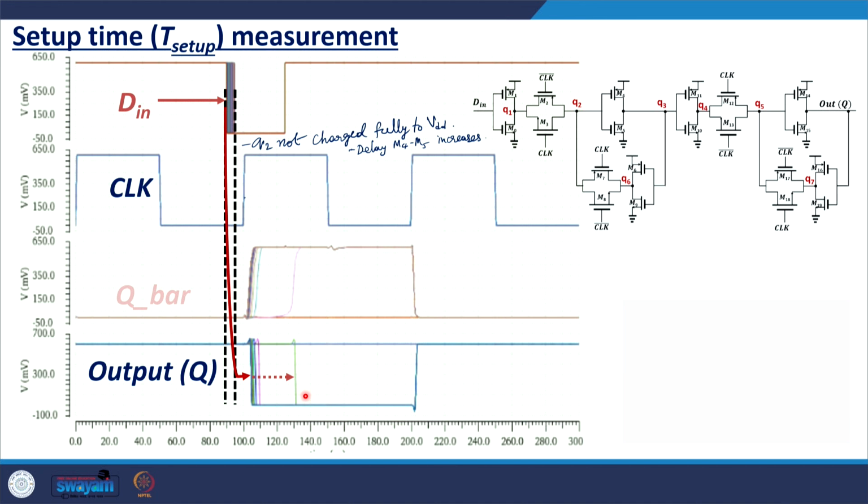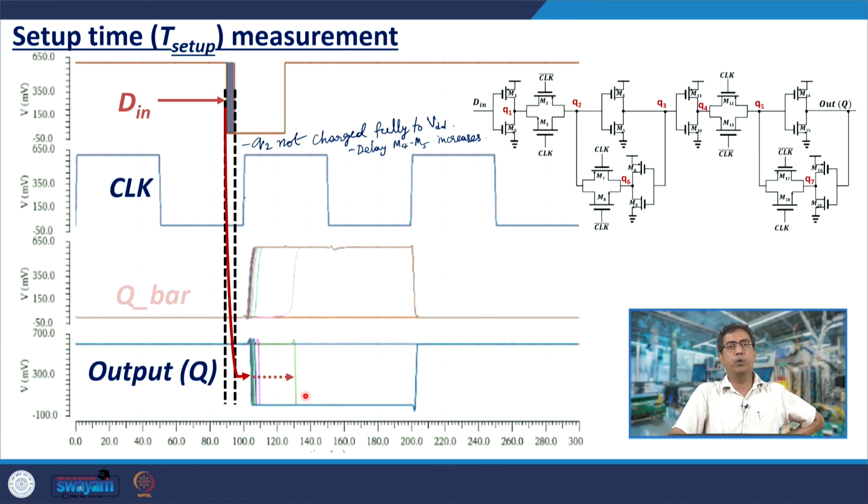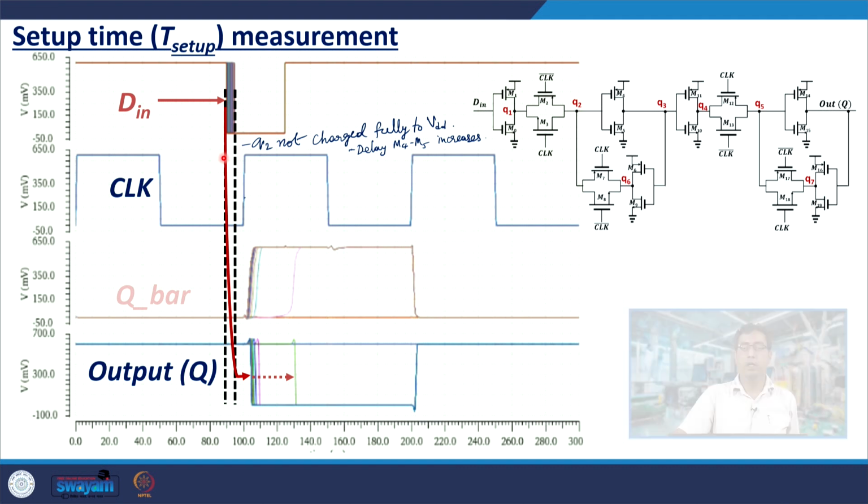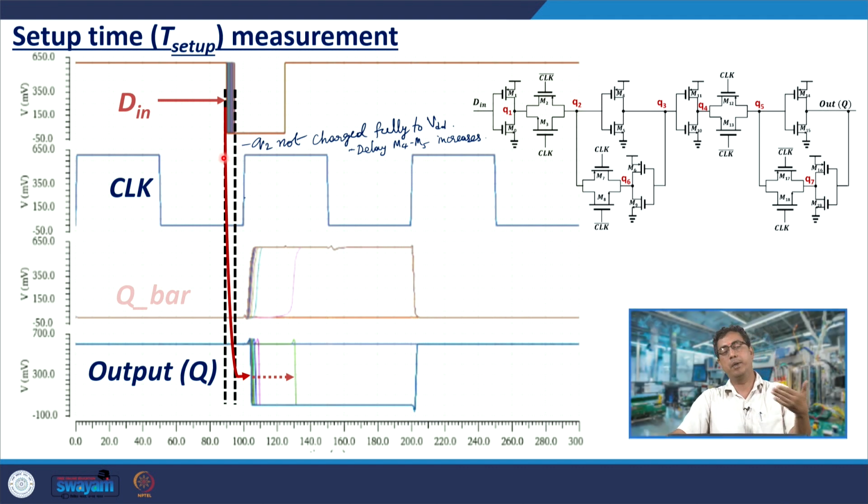So, a traditional industrial definition of setup time is that the clock to queue delay increases by 10% or 5%; every industry chooses a different value. Suppose we choose 10%. When the D in to clock offset is insufficient, the clock to queue delay increases from its original value. So, when the clock to queue delay increases by 10% from its original value, we call it setup time. So, setup time violation means you have reduced the D in to clock offset to such a value that the clock to queue delay has increased by more than 10%.